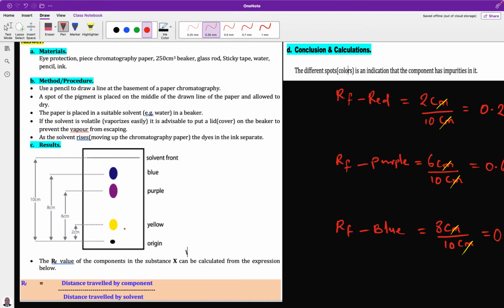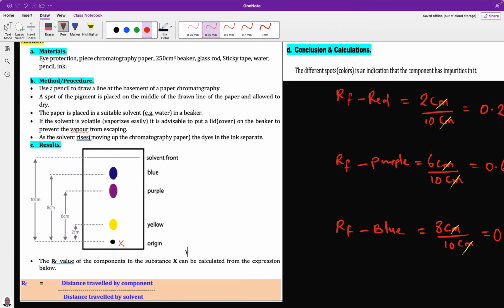I've outlined it here. This is the mixture X. Now, the mixture X, as it dissolves in the solvent, what happens? The components there, as they travel up the chromatography paper, are being separated. The distance of each component is taken. The final distance, that is the solvent front, the distance traveled by the solvent, is also taken.